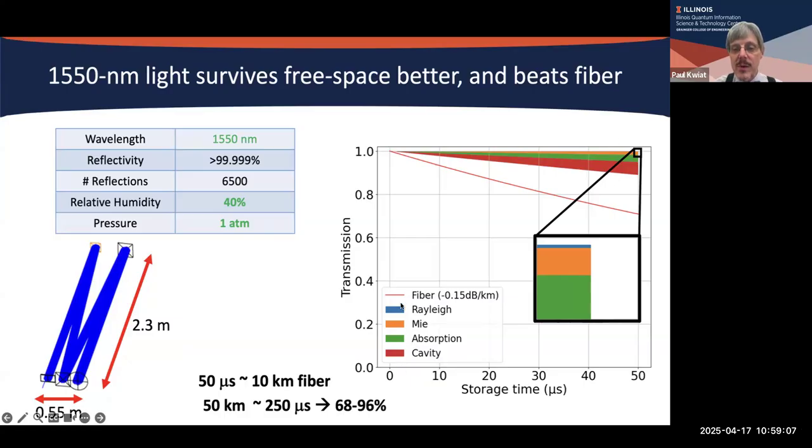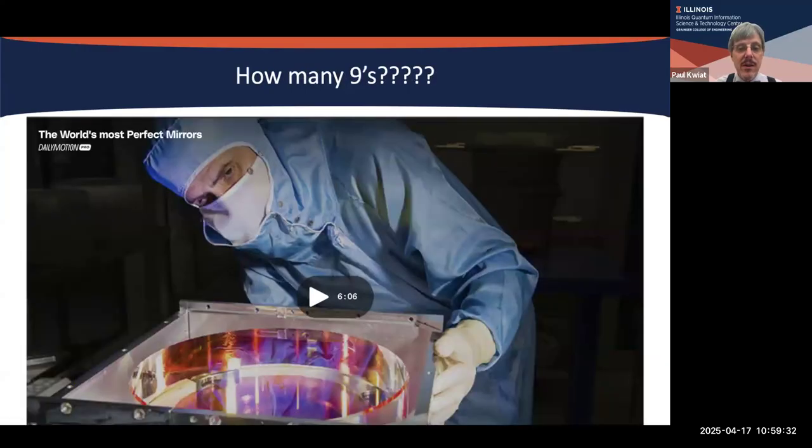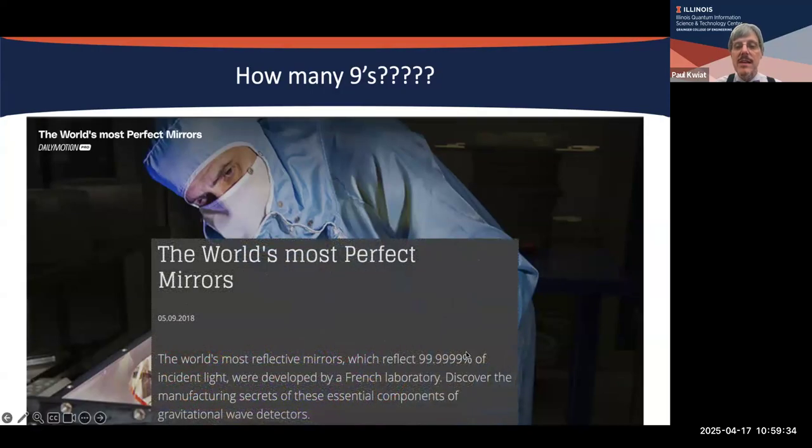There's a bunch of different colors because if you have gas and water vapor in the memory, then you'll get scattering from those. But if you pump it out, you end up only getting a loss of a few percent, 4%, even going out to say 50 microseconds. And so you end up doing quite a bit better than fiber, which is at 70%, up at 96% by going through free space. And in fact, there are mirrors supposedly that can even have 6 nines of reflectivity.